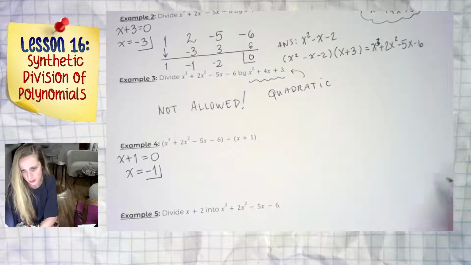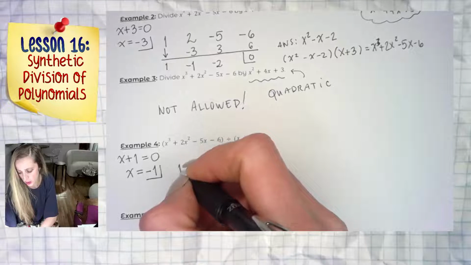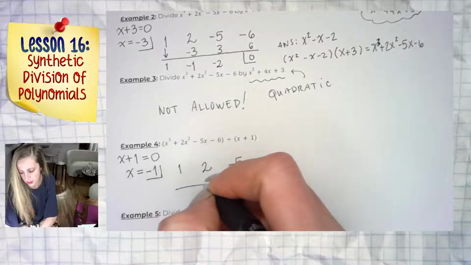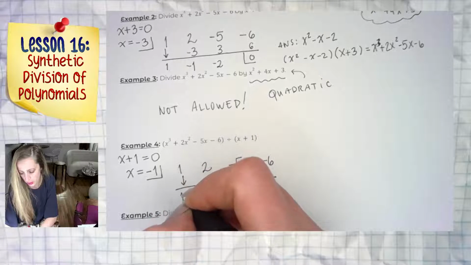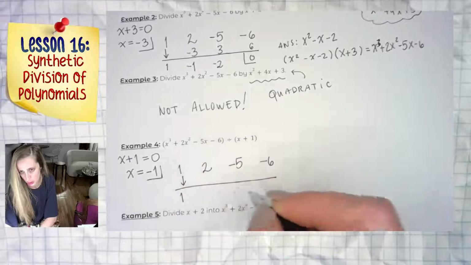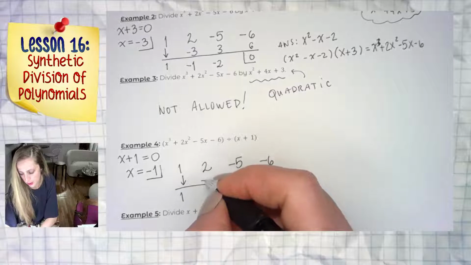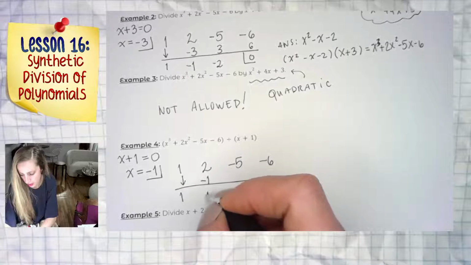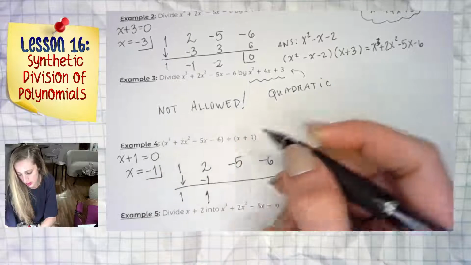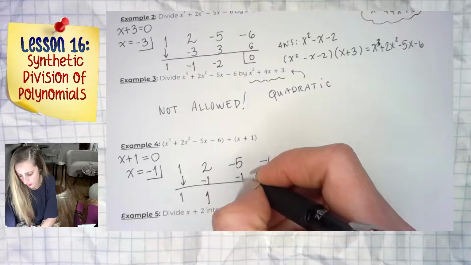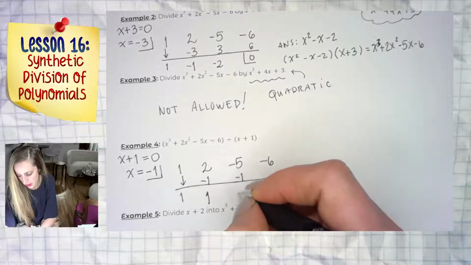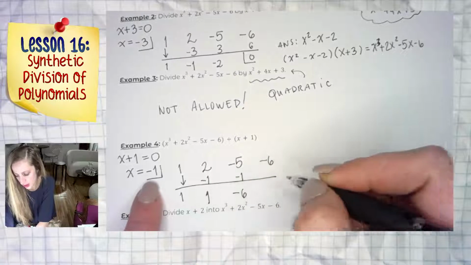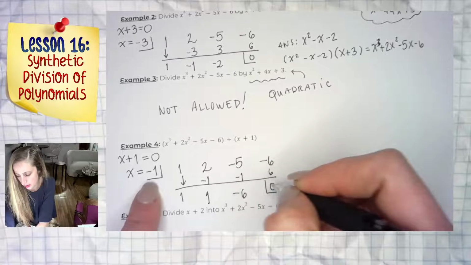There's my divisor. I'm going to get these coefficients going across. 1, 2, negative 5, negative 6, leaving some room. Bring down my first coefficient. New coefficient times the divisor. Add them down. New coefficient times the divisor. Add them straight down. Negative 6 times negative 1 is 6. Here we go again. Remainder 0.